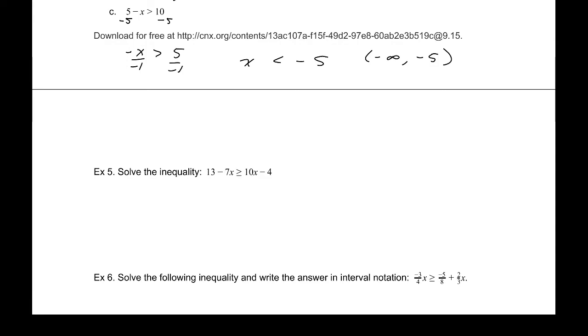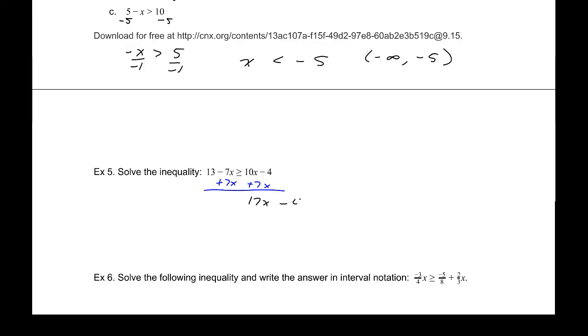All right, example 5, solve the inequality. Again, just like equations, as long as we don't divide or multiply by a negative. In that case, something changes. I'm going to go ahead and add 7x to both sides. Now the reason I'm doing that is because things change when I have a negative coefficient on x. By doing this, I have a positive coefficient on x.